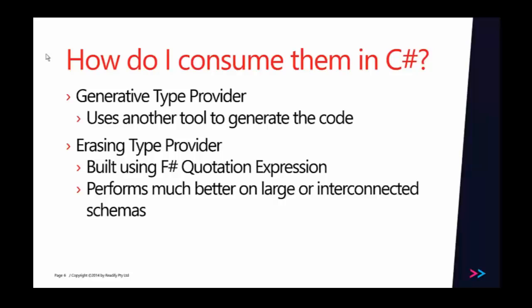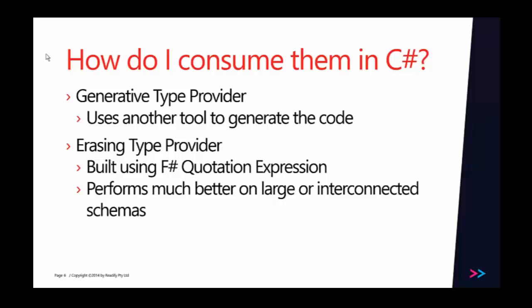The other is the erasing type provider, which is a different thing and uses F# quotation expressions to generate the code. Because it doesn't generate the actual types, it performs much better if your schema is interconnected or large, whereas the other one is kind of for the smaller schemas.